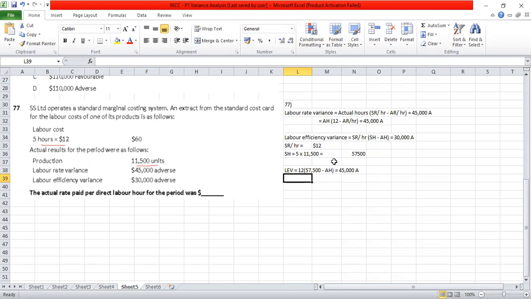So we proceed further. Excuse me, ma'am. Yes, dear. Ma'am, the labor efficiency variance amounts to 30,000 adverse. What did I write? I'm sorry, I wrote it as 40. It is 30,000. Sorry. Okay. Now take 12 and 57,500 to the other side. If it goes to the other side, 30,000 divided by 12, how much would it be? 2,500.